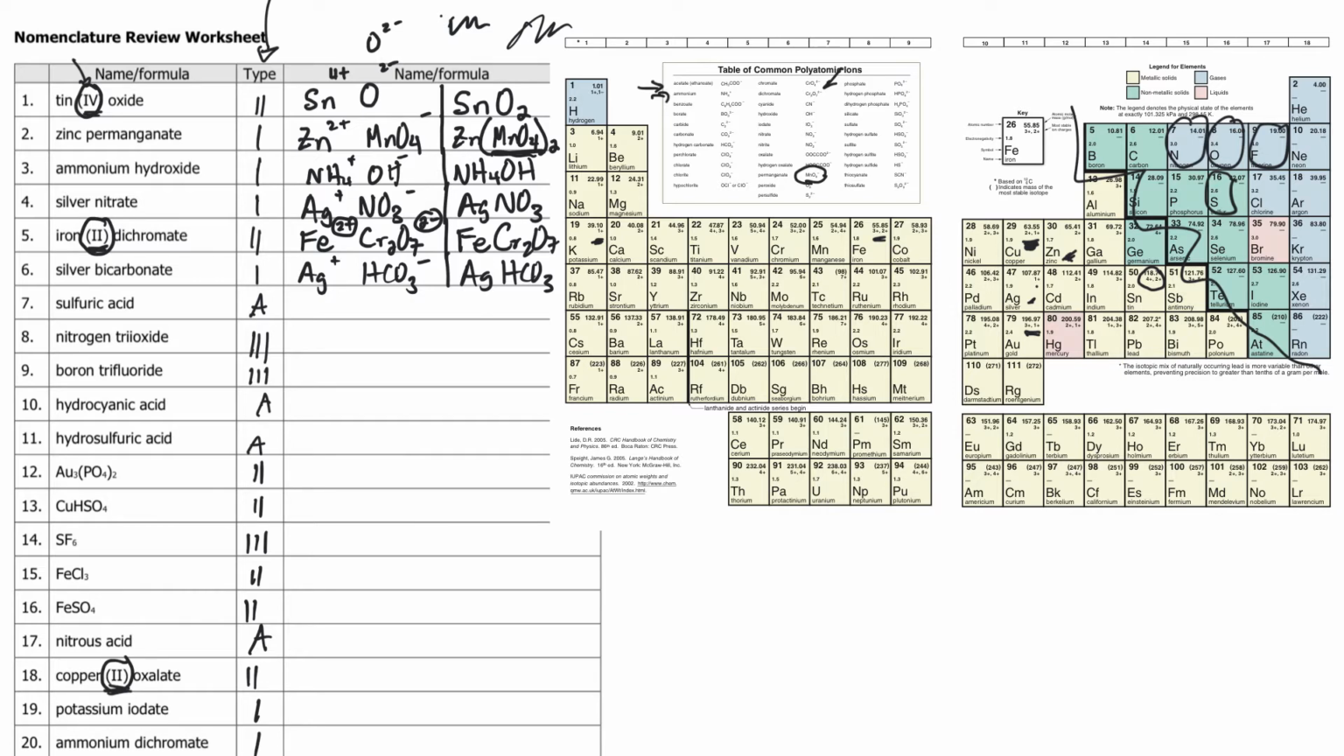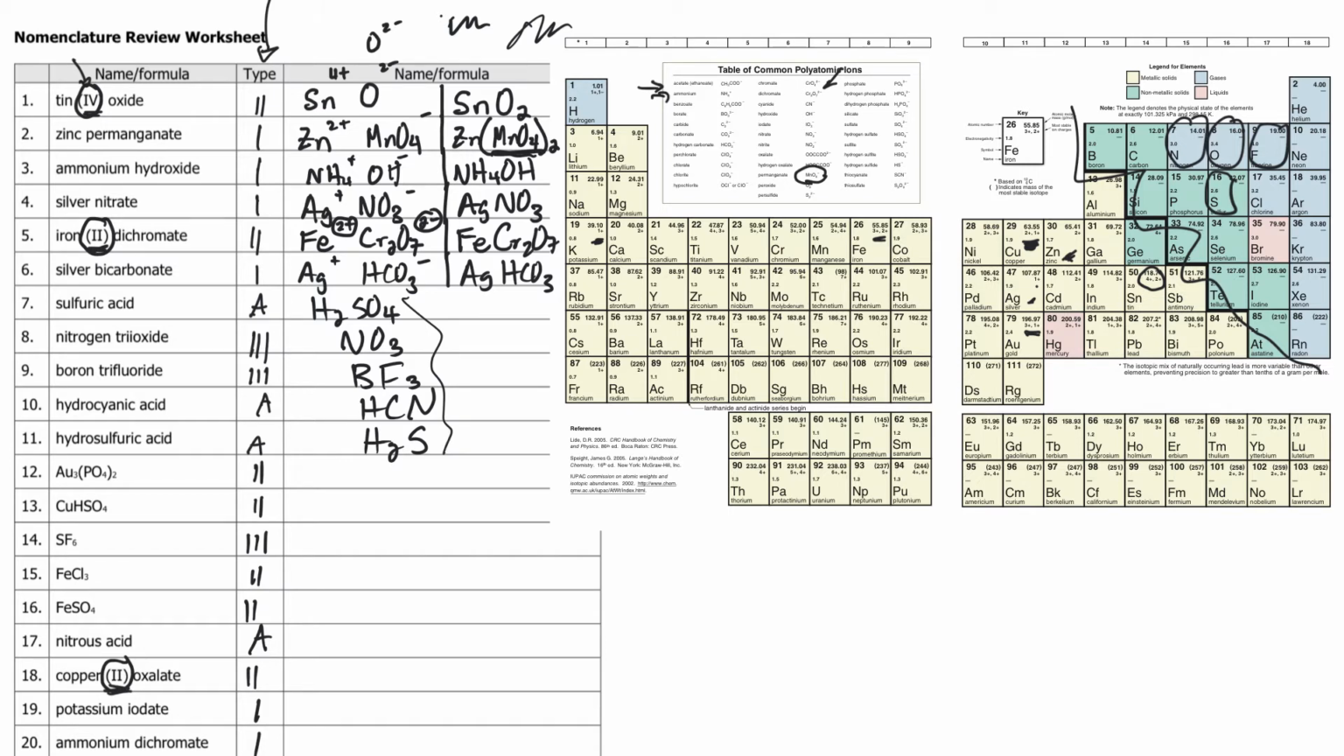Sulfuric acid, those are the acid rules. I'm just going to write those ones out. You can look through those. I just want to focus on the type 1, type 2. So nitrogen trioxide, NO3, boron trifluoride, BF3, hydrocyanic acid, I think it's just HCN, hydrosulfuric acid, I think that one's the H2S. Okay, so those ones I'm not focused on in this video.